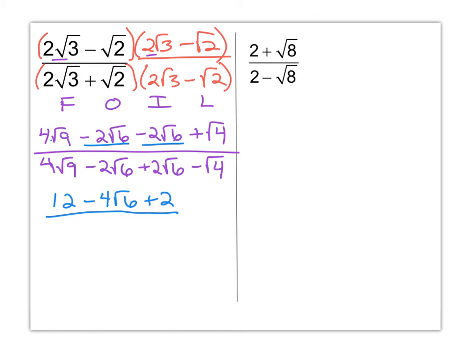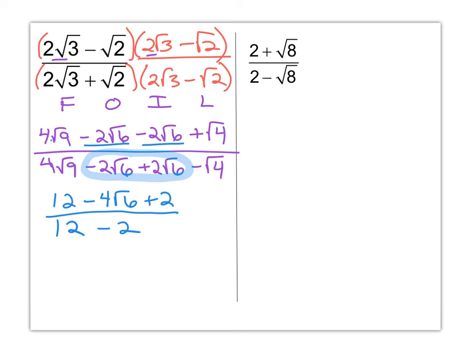Let's simplify the denominator. 4 square root of 9 is 4 times the square root of 9, or 4 times 3, which is 12. In the denominator, the outer and the inner, the middle two terms, will be opposites, and that is always going to happen when you multiply by the conjugate. So those two terms will cancel out, and then minus the square root of 4, which would be minus 2. And now we can simplify.